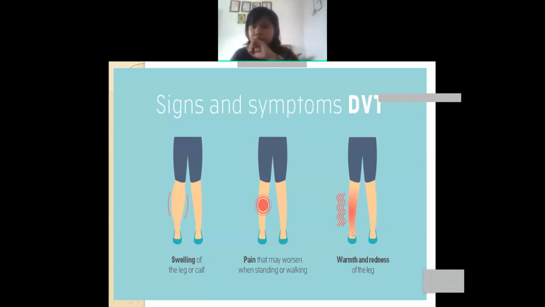And the next is warmth and redness. We have already discussed this, but I'm repeating it again. The person will feel warm in that affected area. If there is any inflammation, that affected area will be warm, and it will also become red in color. The same thing happens in DVT, deep vein thrombosis. You'll find the same thing. All right. So this is what usually occurs.